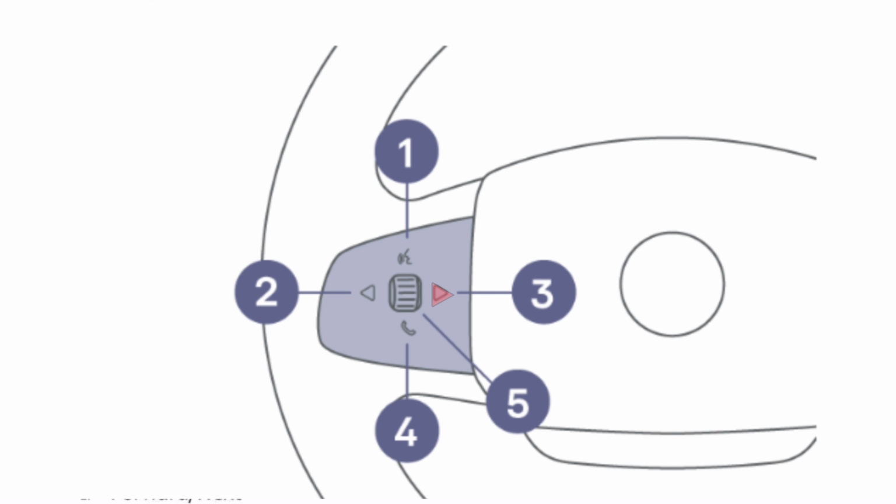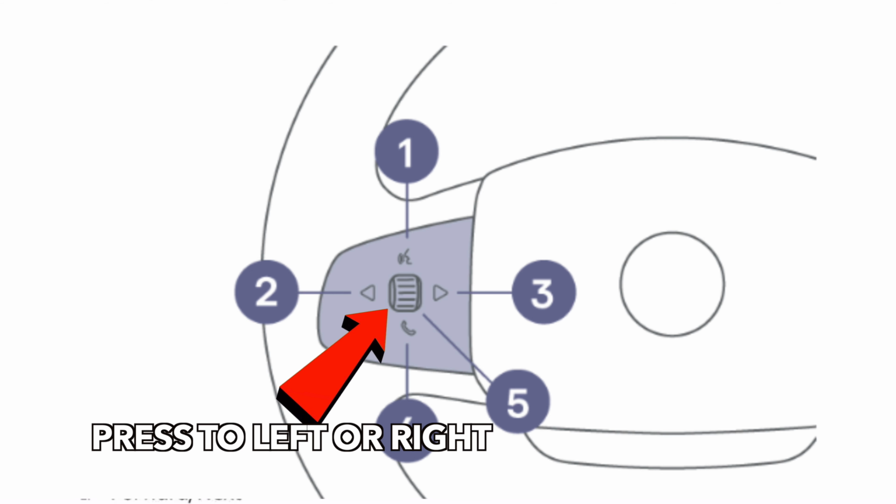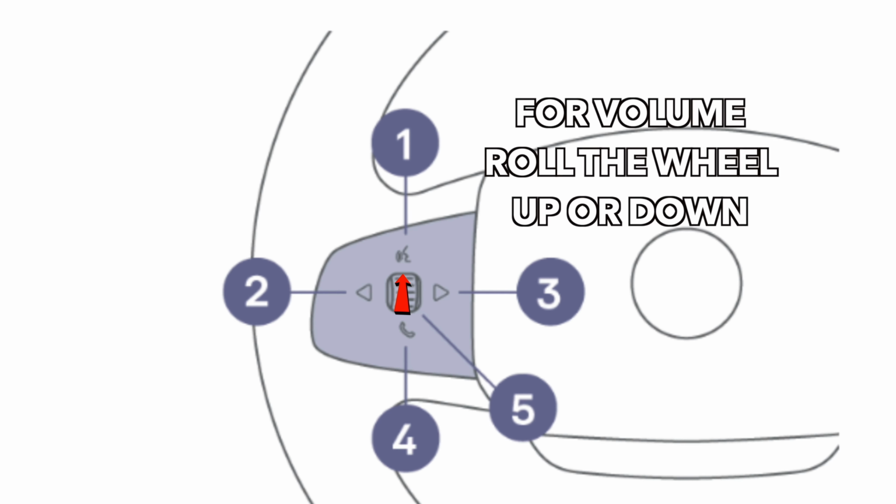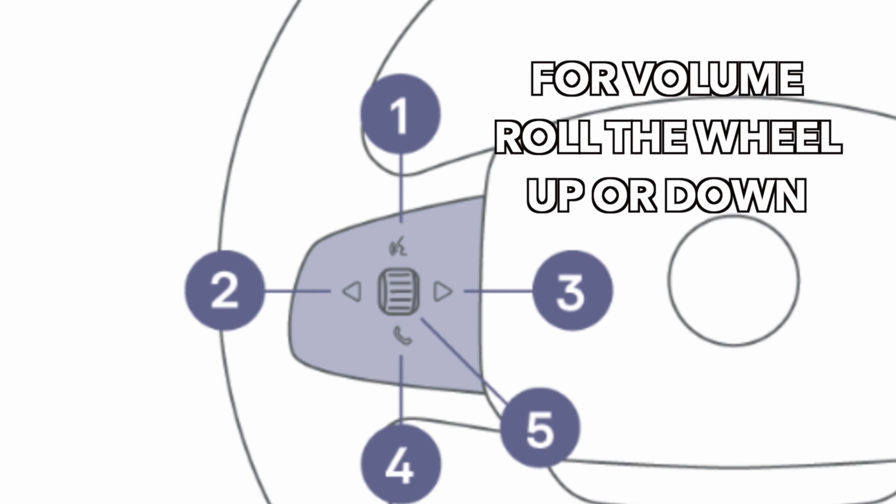Forward or next, and back and previous are your left and right. If you press the scroll wheel to the left or right, the wheel itself is a volume knob. Use it to adjust the volume on your media and your phone calls. Next, we move to media and audio.